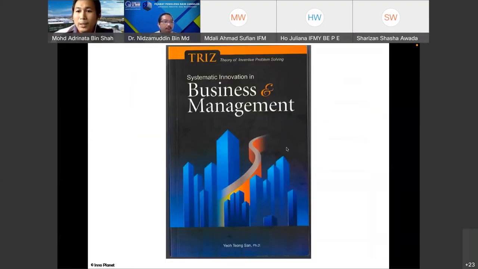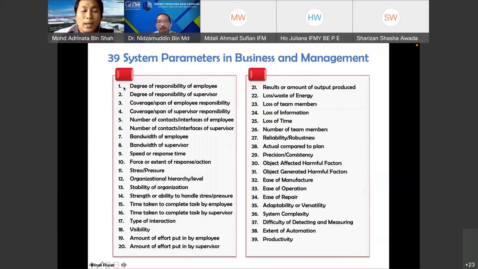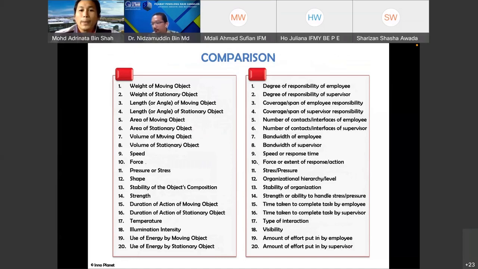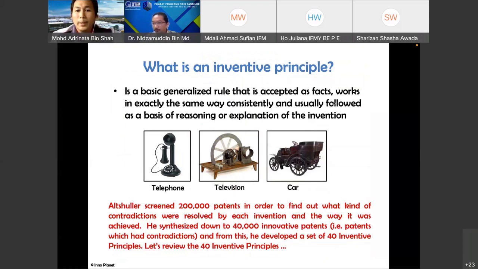We also have business and management, and I will show you the parameters in business and management. Before this, we have weight, area, volume, length. In business and management, we have degree of responsibility, coverage, number. So that is the difference between engineering and business and management parameters. This is the comparison that I put together from 1 to 20. Numbers 1 and 2 are weight versus degree of responsibility. Length versus coverage or span of employee responsibility. So that is the difference between engineering and business and management.